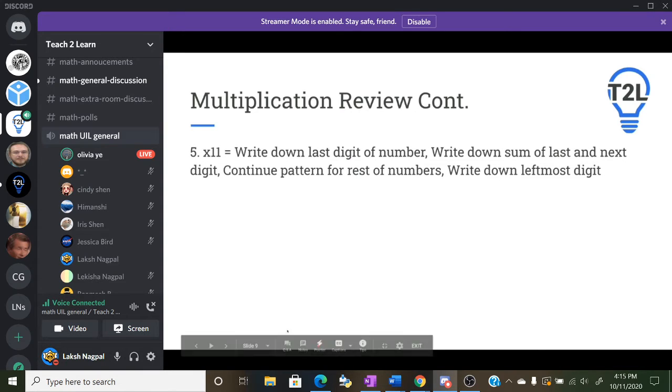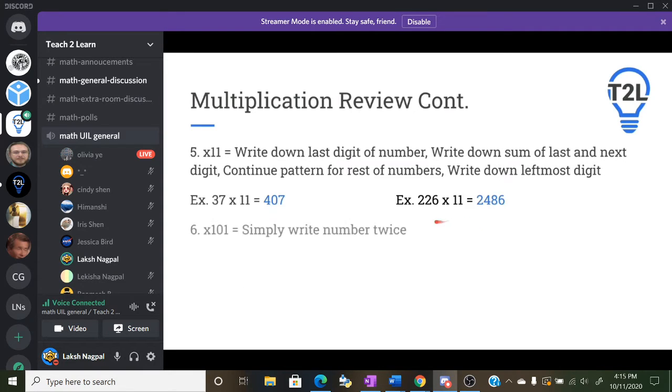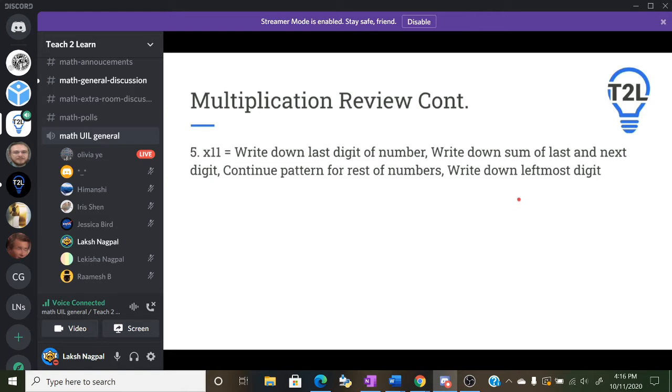Okay, so one aspect of multiplication we did, and we also had some more multiplication review. So the first one is times 11. For this one, whenever you see a number times 11, you want to take that number being multiplied by 11 and write down the last digit of the number. Then you want to write down the sum of the last and the next digit to that. And then you just continue that pattern for the rest of the numbers until you are left with the leftmost number, and then you just write that down to finish it off.